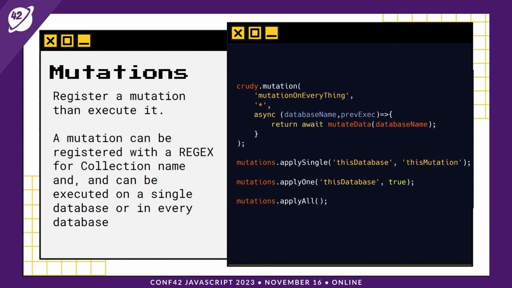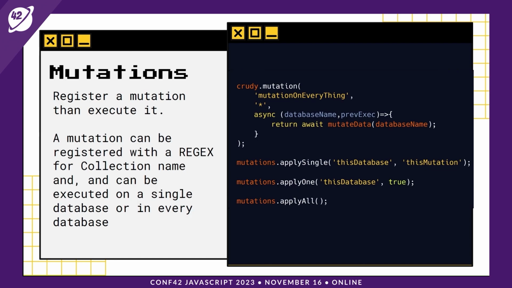You can use apply one. So on apply one, you specify a database, and on that database every mutation that has not already been executed will be executed. The flag true allows it to continue to execute the mutations if one has an error. If you set that flag to false, once a mutation returns an error, the entire process is blocked.